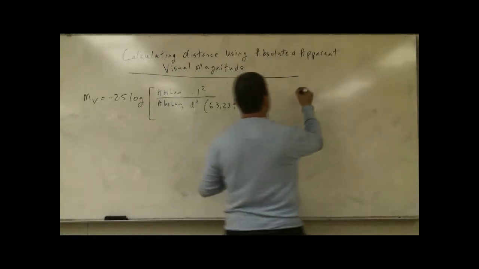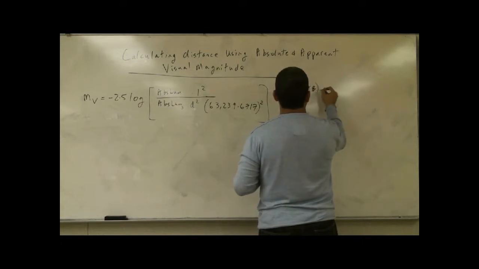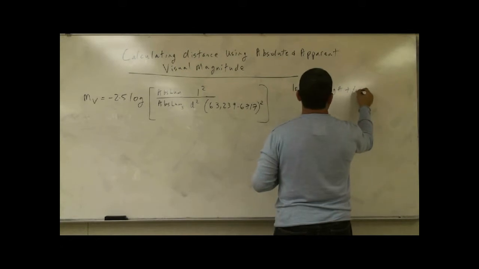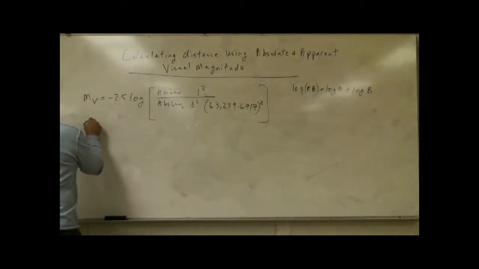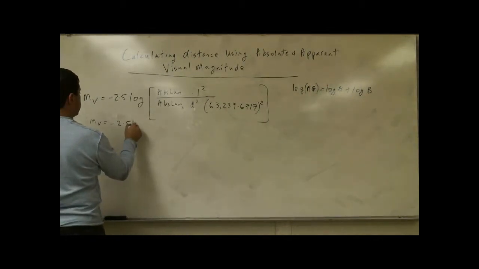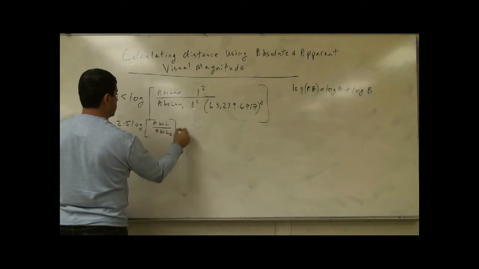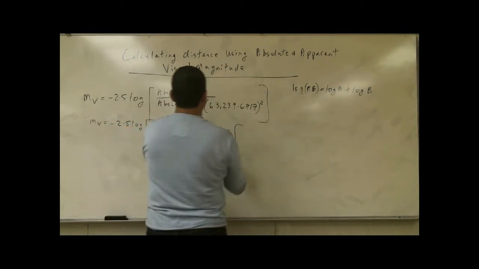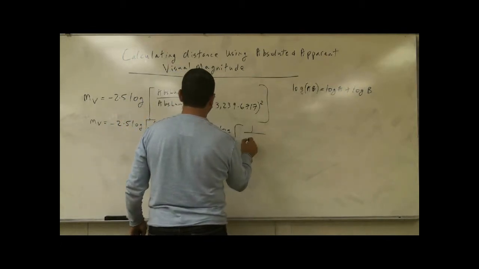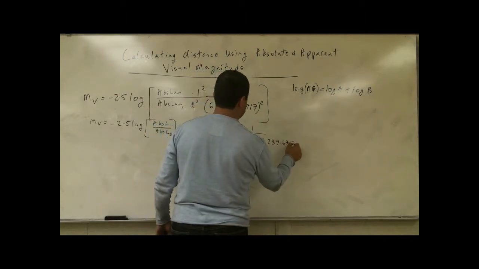I'm going to use the property of logs. Log of AB is equal to log of A plus log of B, right? So I'm going to take this portion and then this portion and separate them. Negative 2.5 log of absolute luminosity over absolute luminosity of sun. And then minus 2.5 log of, well, 1 squared is just 1, so we don't really need that. Distance squared, 63,239.6717 squared.